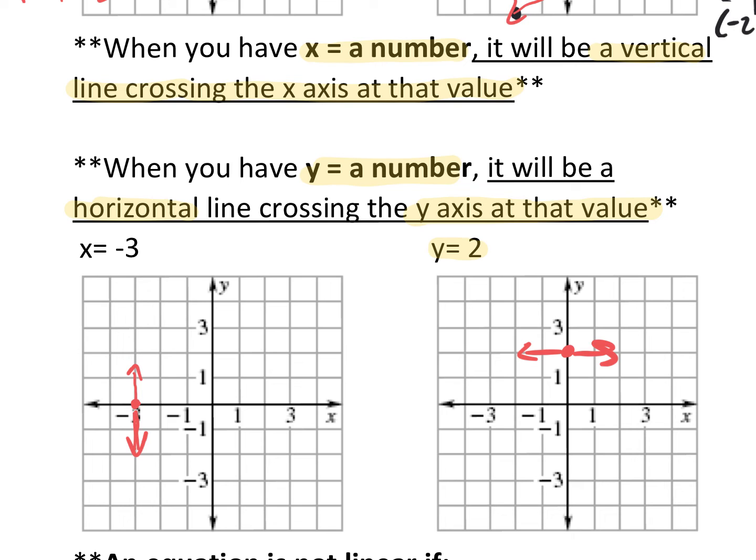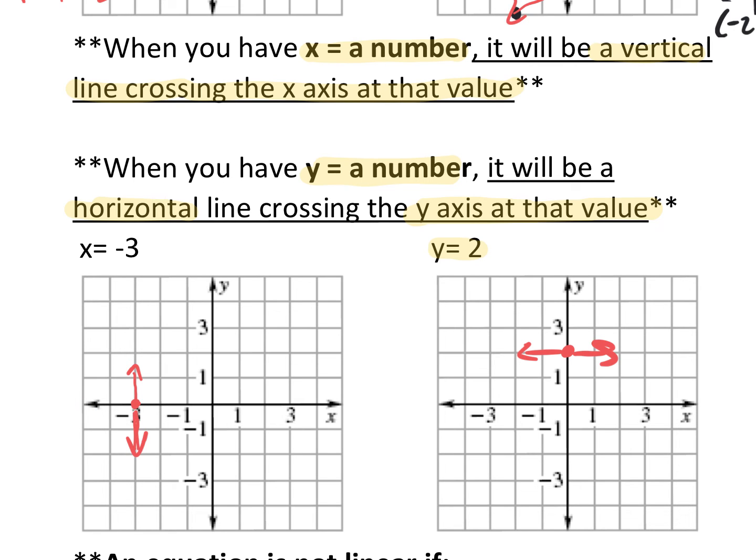Now, you could memorize these facts that when you have x equals a number, it's going to be a vertical line going right through that x value. So if I had x equals positive 2, you'd go to 2, you'd draw a vertical line right through it. X equals positive 4, right there. X equals negative 5, right there. Vertical line right through x at the value of negative 5.